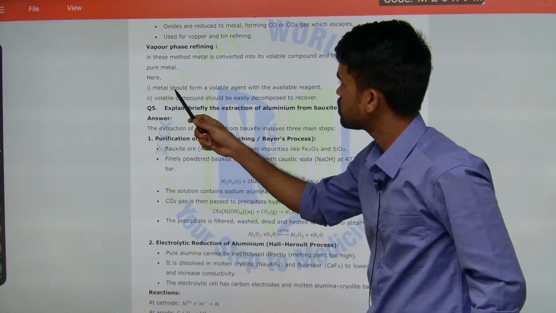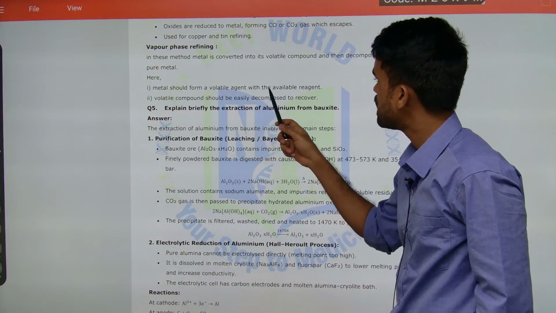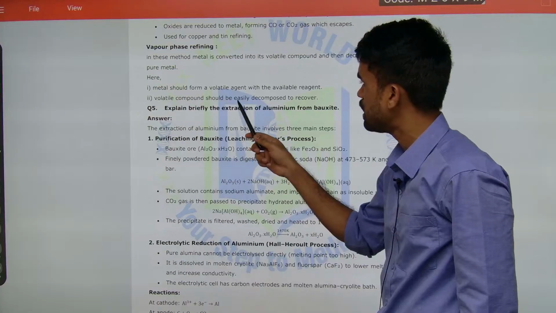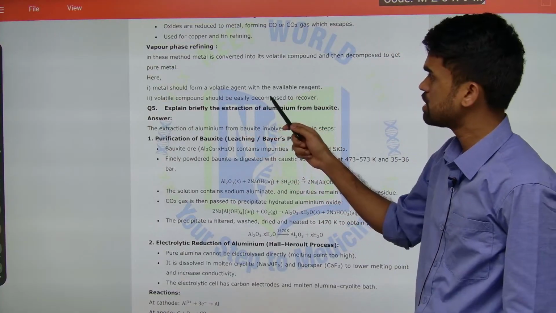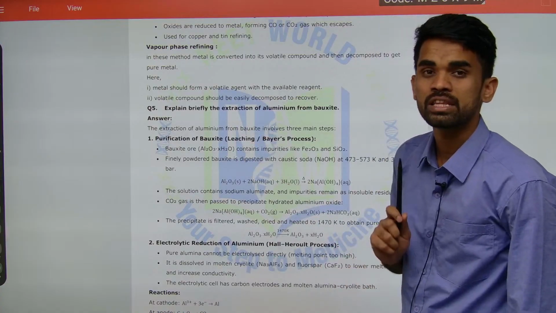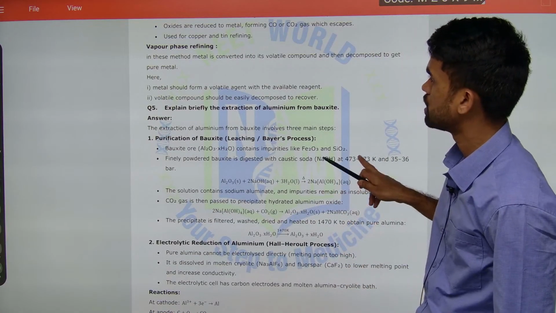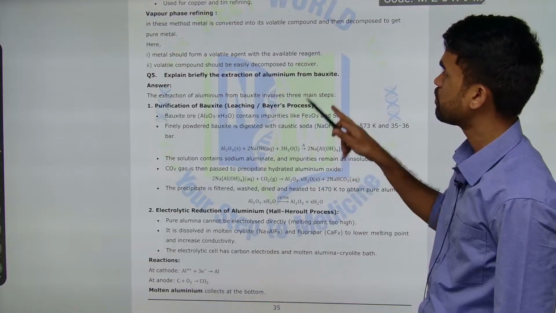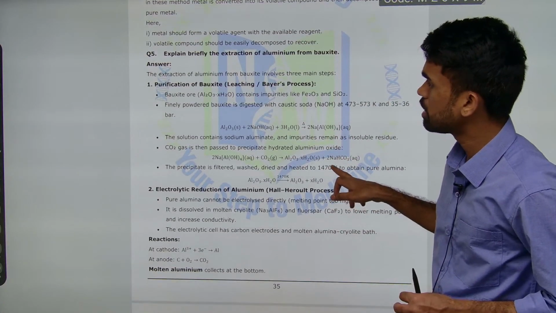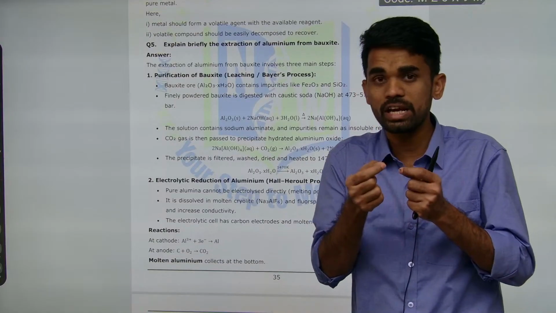Okay, the metal should form a volatile compound with the available reagent. Then the volatile compound should be easily decomposed to recover the metal. These are the two conditions to be followed in vapor phase refining. Then only we can use that method. Okay, this is about vapor phase refining. It's very easy. Try to understand each and every sentence.